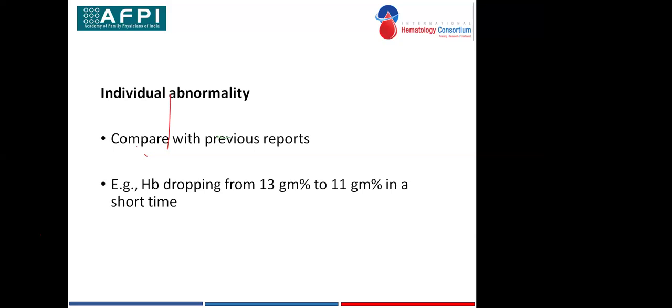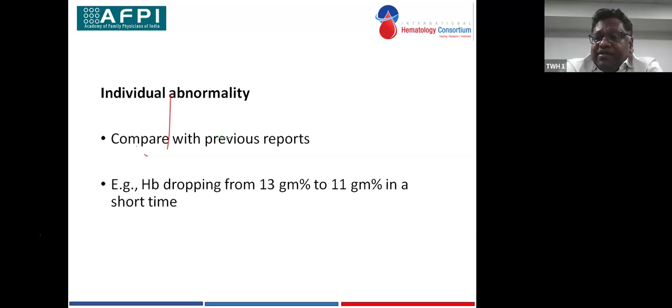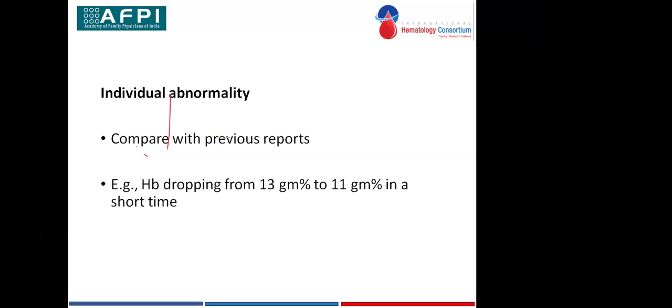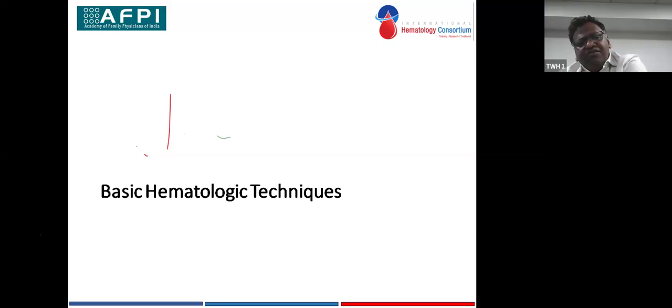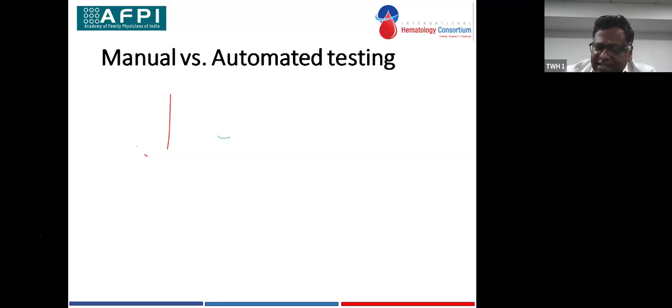Same thing with hemoglobin. Somebody comes with an HB of 11, but if a few days ago it was 13 and now it has suddenly dropped, a lady who's had massive menorrhagia, HB can drop by 1 or 2 grams and she may feel very weak or faint because after that 2 gram drop, the body has not yet adjusted. So it's also important to look at the trend. Now that we have gone through these core concepts, we're just going to briefly go through some basic hematologic techniques.